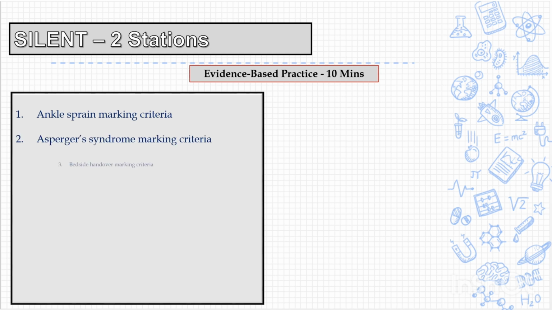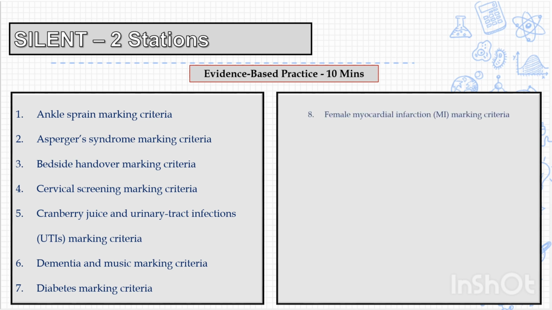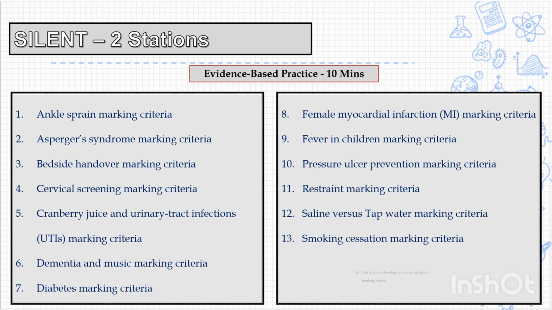The first is ankle sprain, Asperger's syndrome, bedside handover, cervical screening, cranberry juice and urinary tract infections, dementia and music, marking criteria, diabetes marking criteria, then female myocardial infarction, fever in children, pressure ulcer prevention, restraint, saline versus tap water, smoking cessation, use of honey dressing for venous leg ulcer. So out of these 14, you will get any one of the following as evidence-based practice, which you can complete within 10 minutes.